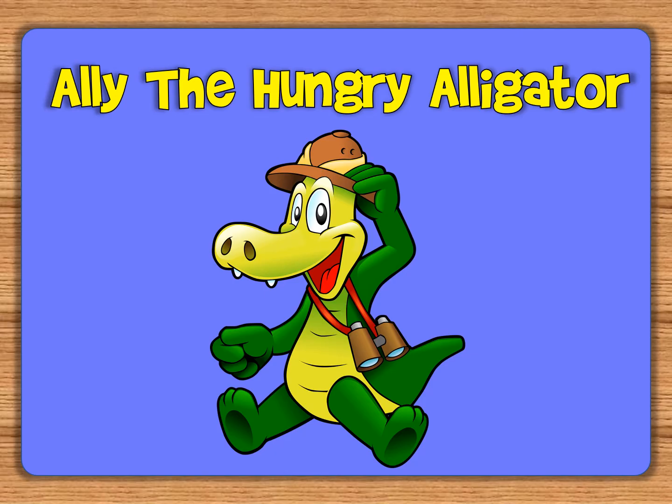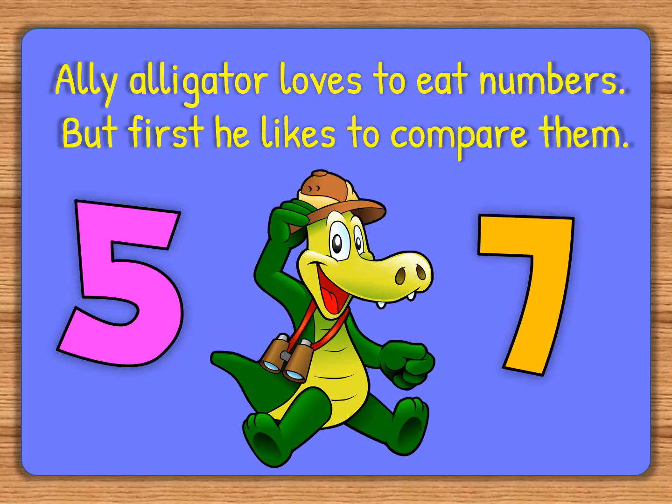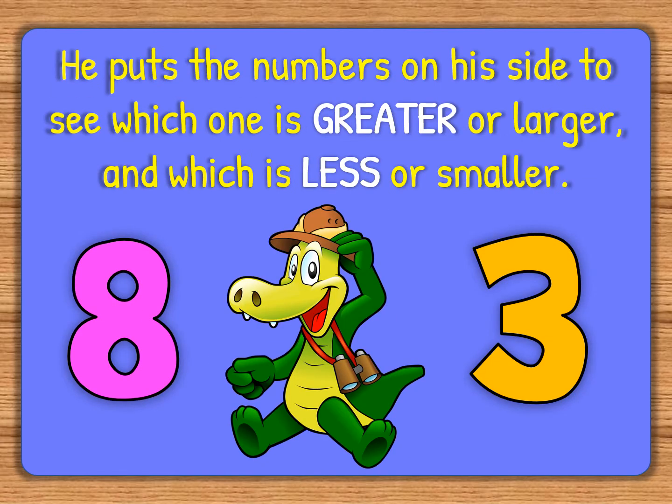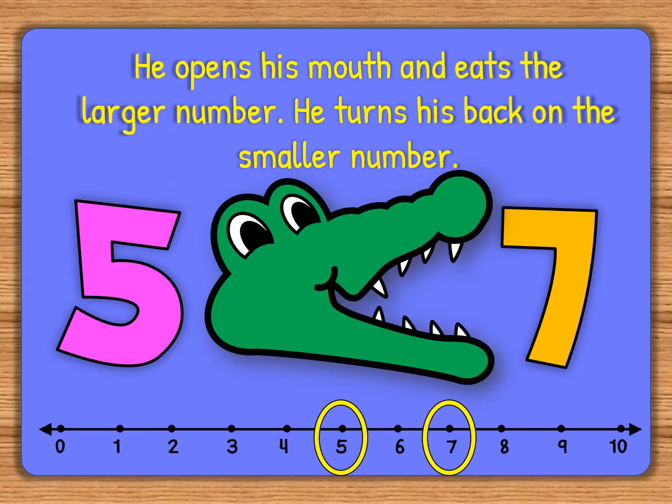Meet Ali the hungry alligator. Ali alligator loves to eat numbers, but first he likes to compare them. He puts the numbers on his side to see which one is greater or larger and which is less or smaller. He opens his mouth and eats the larger number. He turns his back on the smaller number.